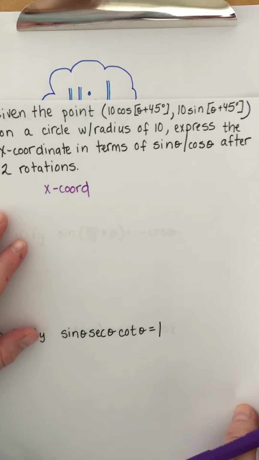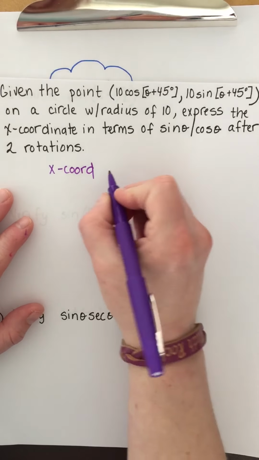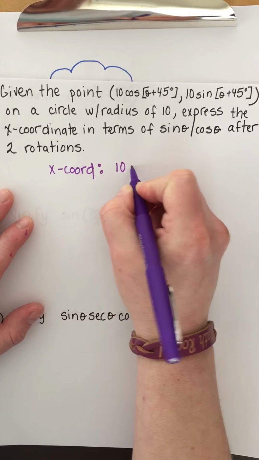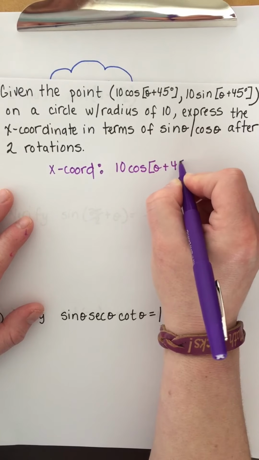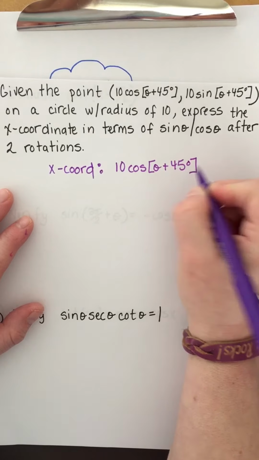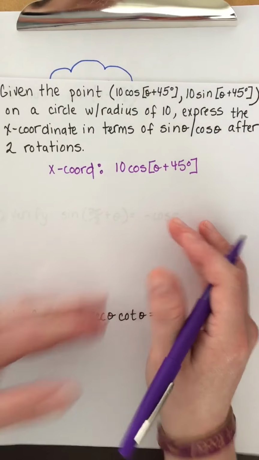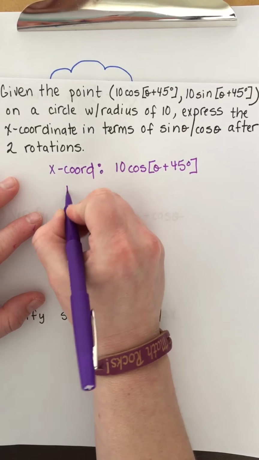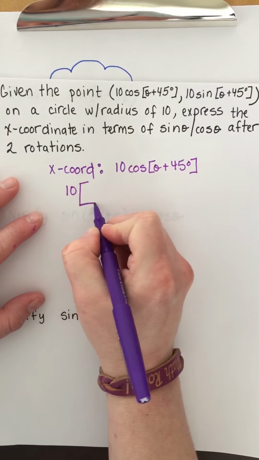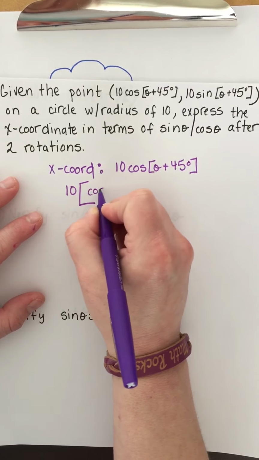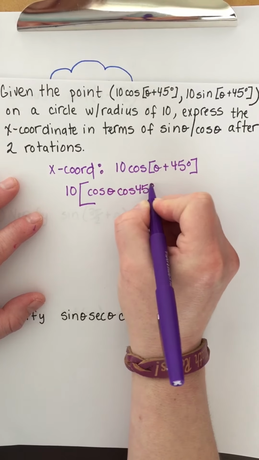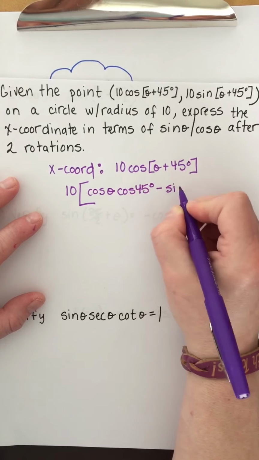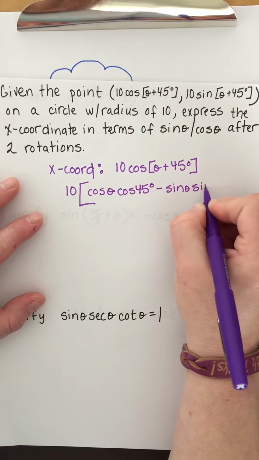Let's scoot up a little bit. The x-coordinate is 10 cosine of theta plus 45 degrees. All right, so this is the cosine of a sum, so I'm just going to use my formula for that. So that'll be 10 times, then we'll have the cosine of theta, cosine of 45 degrees, minus sine of theta, sine of 45 degrees.